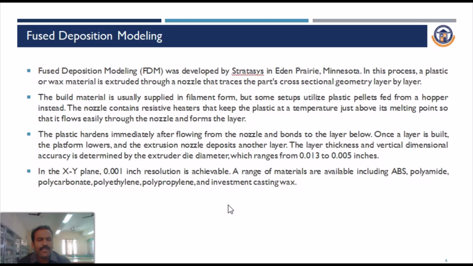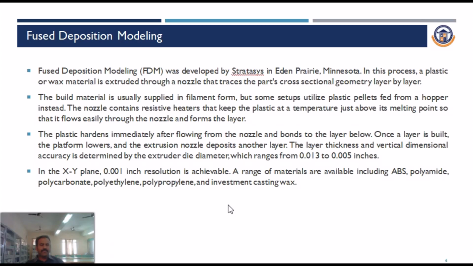The nozzle contains resistive heaters that keep the plastic at a temperature just above its melting point so that it flows easily through the nozzle and forms the layer. The plastic hardens immediately after flowing from the nozzle and bonds to the layer below. Once a layer is built, the platform lowers and the extrusion nozzle deposits another layer until the product is completed. The process is cyclically repeated.